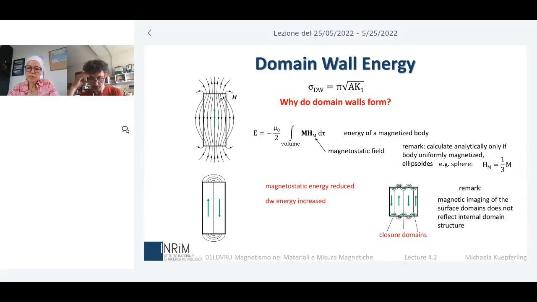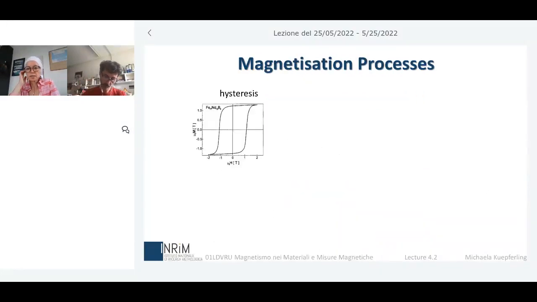And just as a remark, this is very important when you want to look by imaging at these magnetic domains, because if you look on the surface, you may find a domain situation which is completely different from what you have inside your bulk material. So in bulk materials, this might be a problem to understand something about the domains inside. Now I told you that the domains are related to the magnetization process, and in fact, they are describing the magnetization process. So you can understand the hysteresis curve.